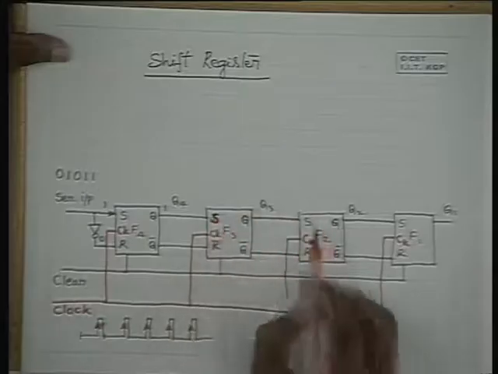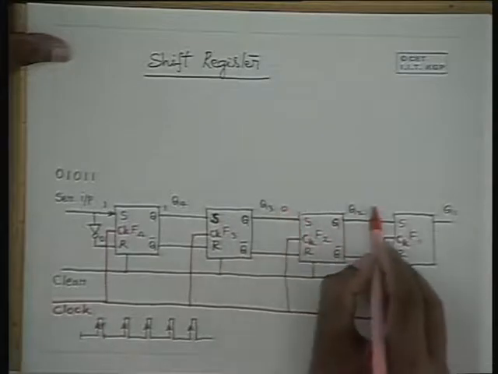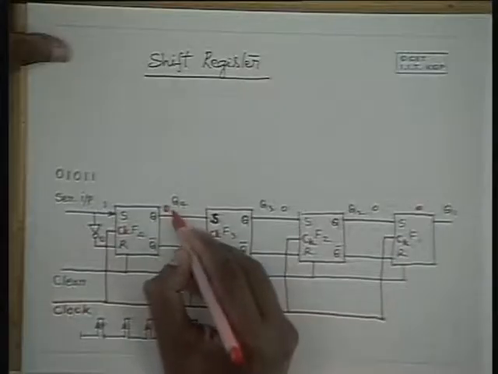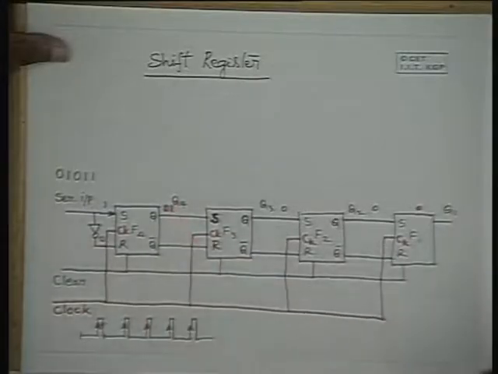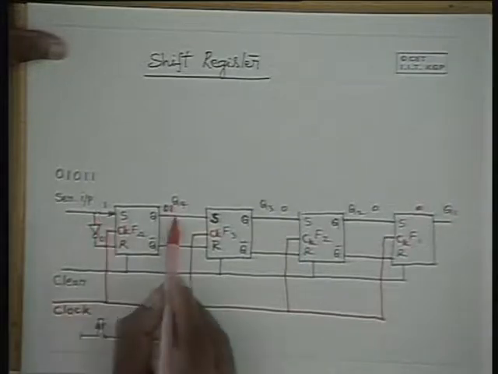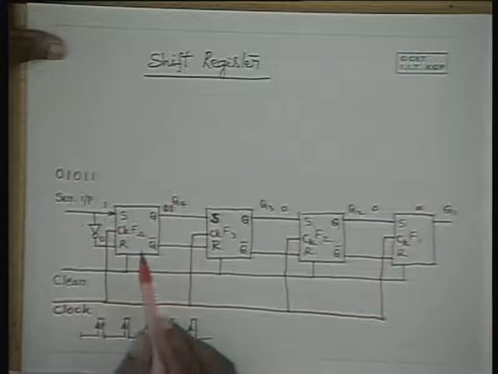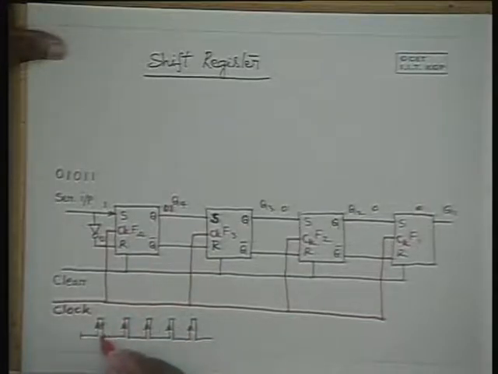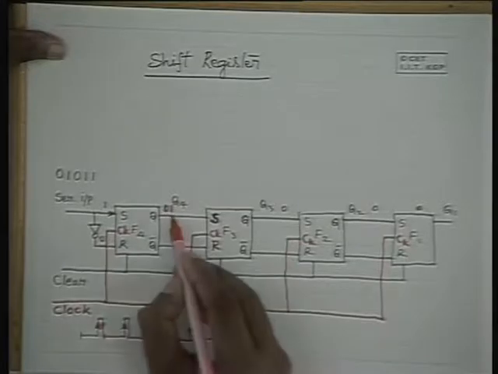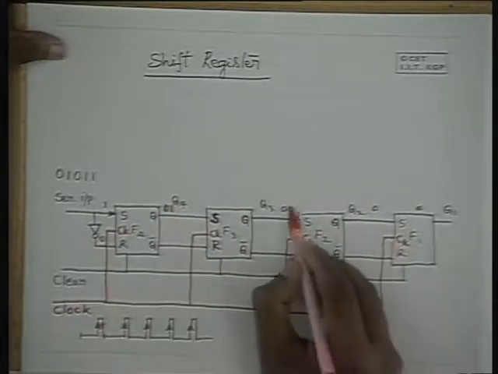Therefore, all of them remain zeros initially. So initially this was also a 0 and later on it becomes a 1 when this clock pulse occurs, because this one shifts to this. So during this time period, this is a 1 and all others are zeros.